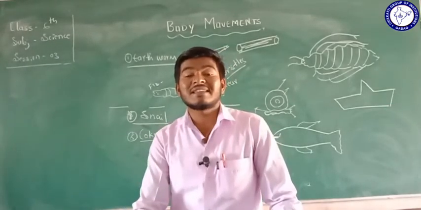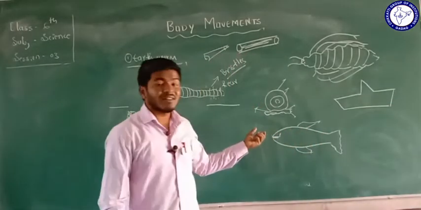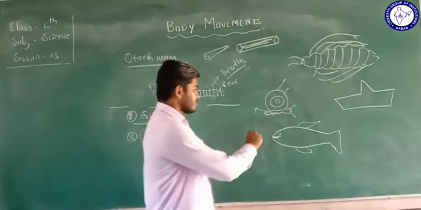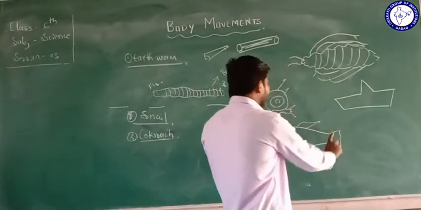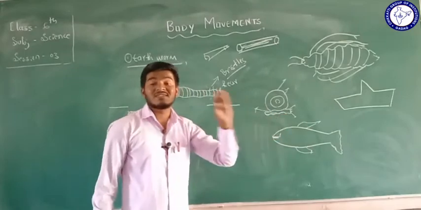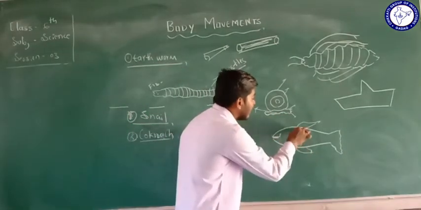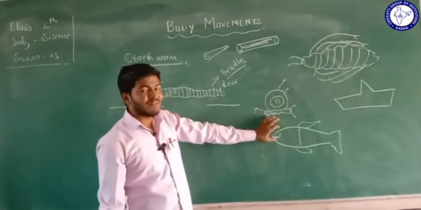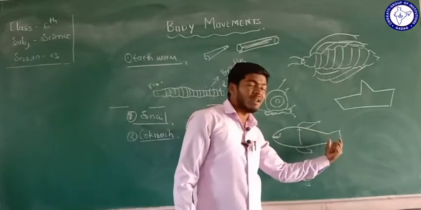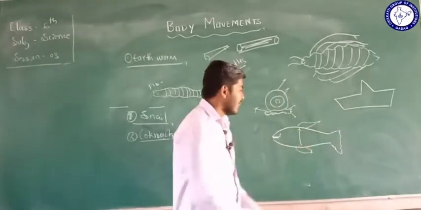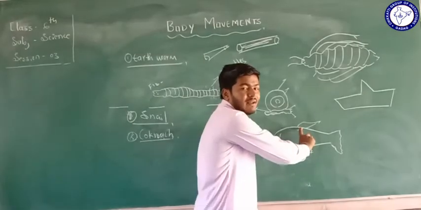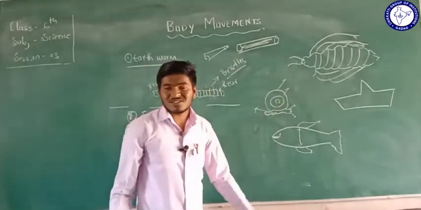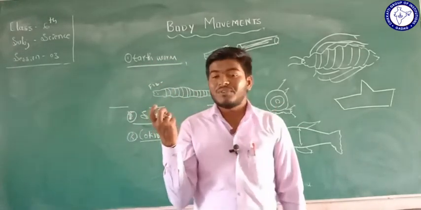Why is it called a streamlined shape? Because it helps for the movement of the fish under the water. At the two ends, the thickness of the body of the fish is very less compared to the middle part. At the front part, the thickness is very less, and the thickness at the rear part is also very less compared to the middle part. This structure is called a streamlined structure, and it is helpful for the movement of the fish under the water.